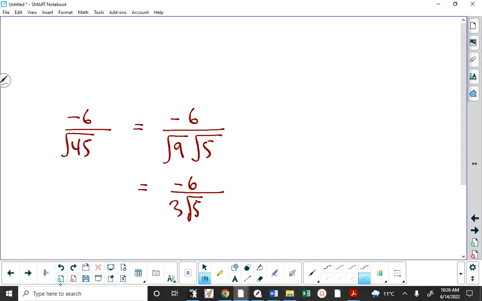You said that if there was a domain restriction on a square root function, the inverse would have a range restriction. Correct. How come they both don't have domain restrictions? Well, they both will. They both will.